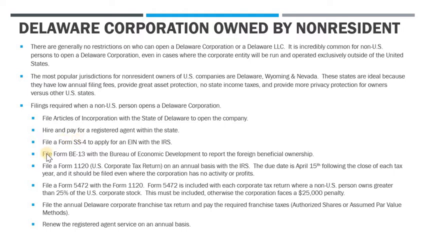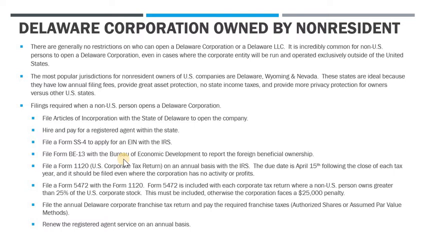Now, after that's done, within a few weeks, you want to start submitting the BE-13 form. So BE-13 is filed with the Bureau of Economic Analysis, and BE-13 is a disclosure of your foreign ownership in a U.S. entity. Now, not all U.S. companies have to file this. It's only U.S. entities that have beneficial ownership that are non-U.S. persons, right? So this is a disclosure that's required.